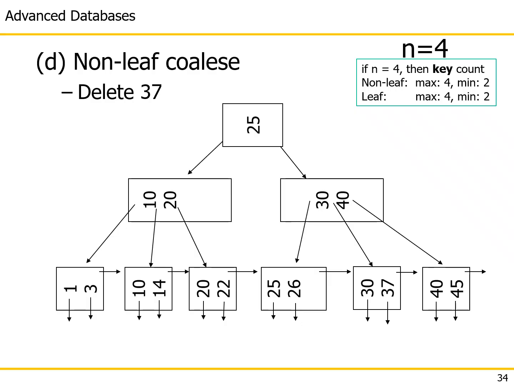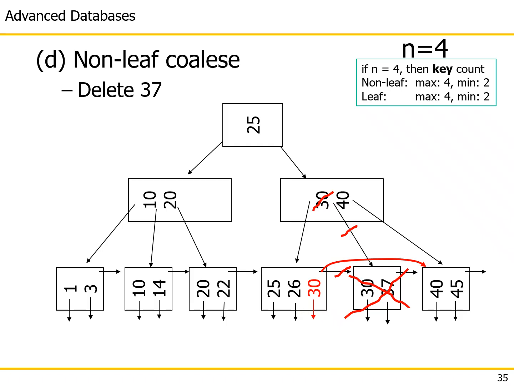I will remove 37. Now I'm stuck because I've got this 30 in a node, and I need to have the minimum of 2 keys. So again, the strategy here is favoring compaction, favoring deleting nodes. So I will delete this node, and I'm moving the 30 to the left node. Okay? Now, why did I do that? Because I have a space.